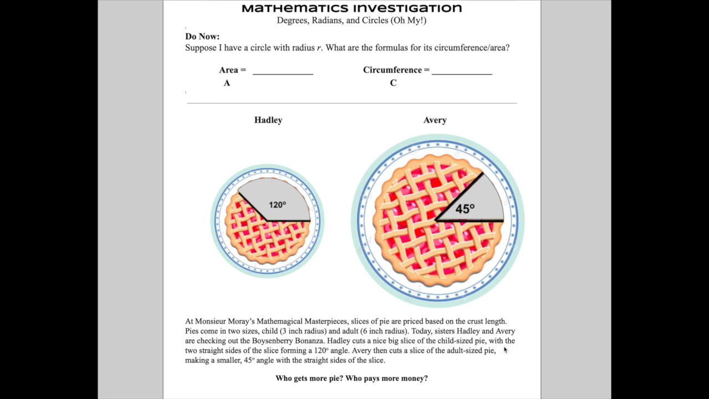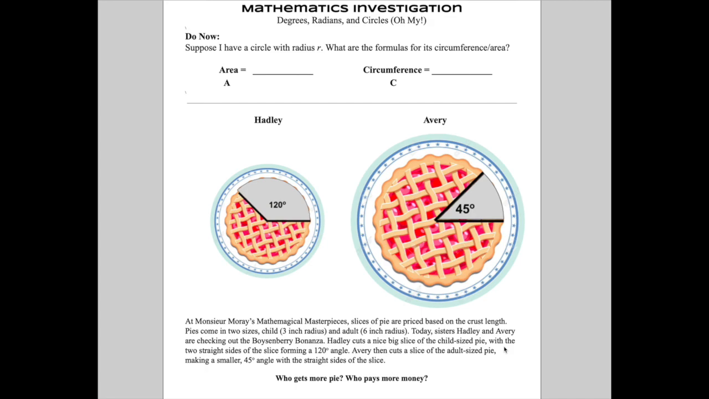So if I cut my circle into 360 pieces, here Hadley has 120 of those pieces. So I can see she's got a third of the pie. Avery has 45 of those, so I could see she had an eighth of the pie. But 360 seems, I don't know how to say, maybe arbitrary. Why 360? What's the significance of that number?